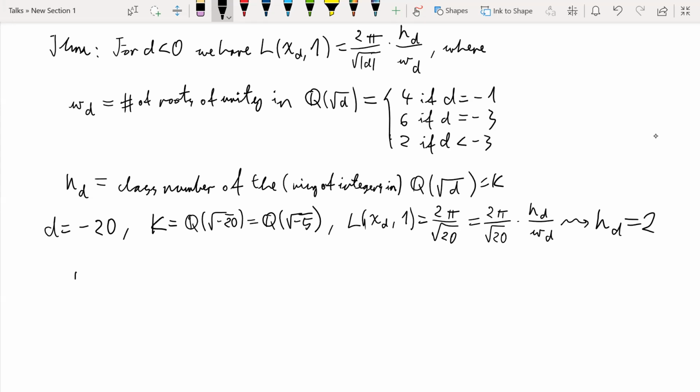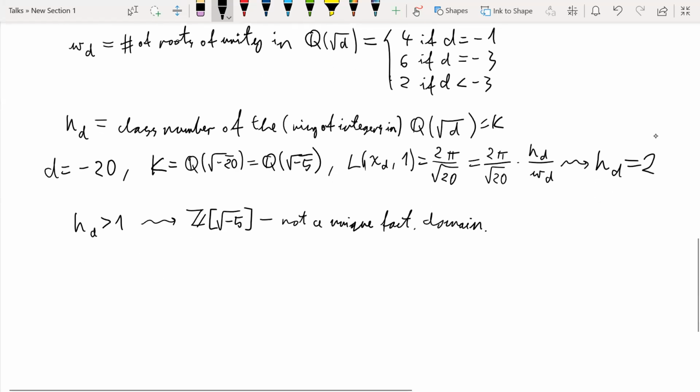So the fact that h d is greater than 1 corresponds to the fact that if we consider the ring Z adjoint square root of minus 5, then this is not a unique factorization domain. So in some sense, this class number here is a measure to what extent this ring fails to be a unique factorization domain. If it is equal to 1, then we have unique factorization, and in fact, this is going to be a principal ideal domain.